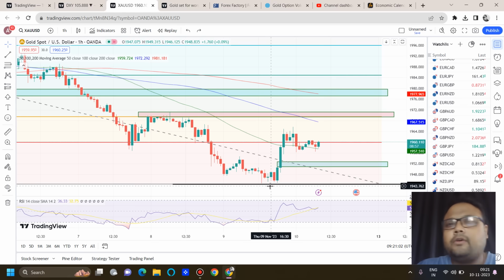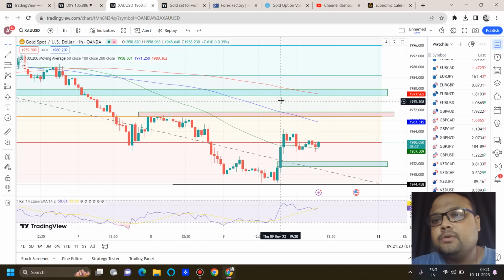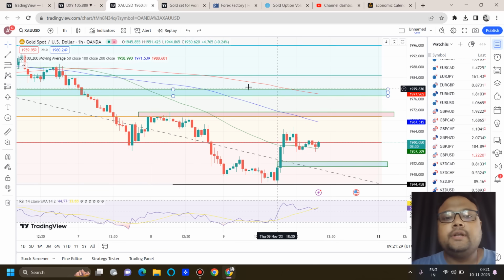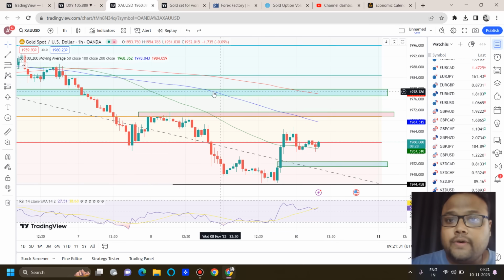Similarly, 1944-45 is not a support, but it was still a previous swing low. If the volatility is low, then from there also we can expect a temporary bounce. Keep in mind, temporary bounce only. On the other hand, we also have selling opportunities around 1969, 1971. Then we have a second selling opportunity around 1977 to 1980. So these are the trading opportunities in front of us on the chart of gold right now.